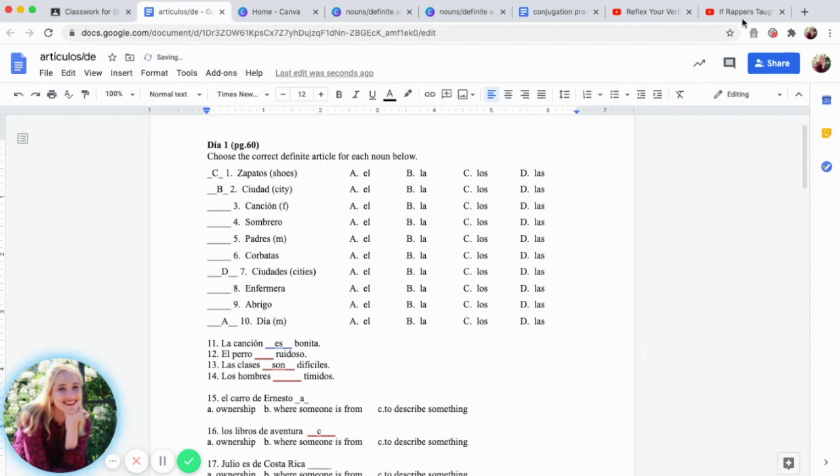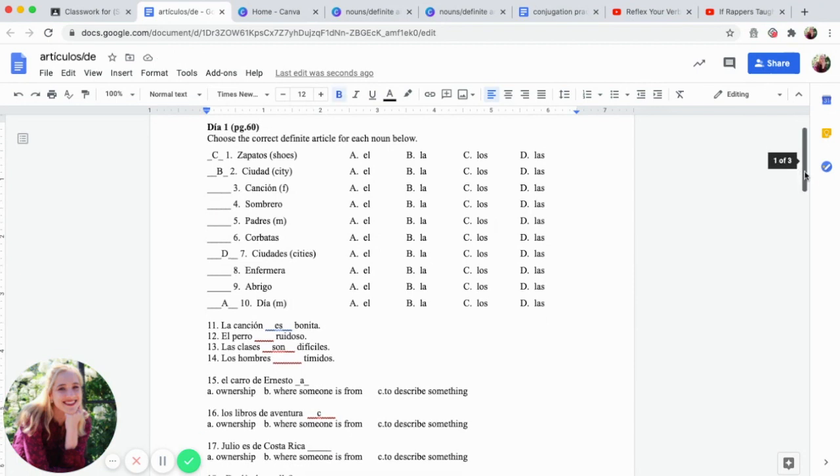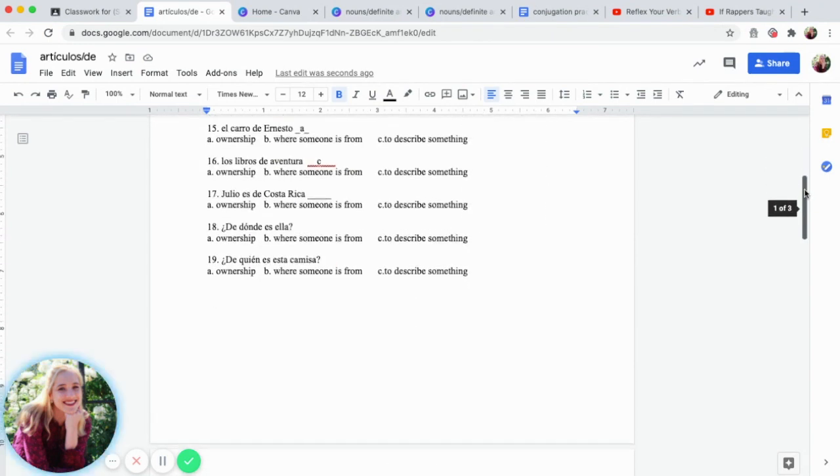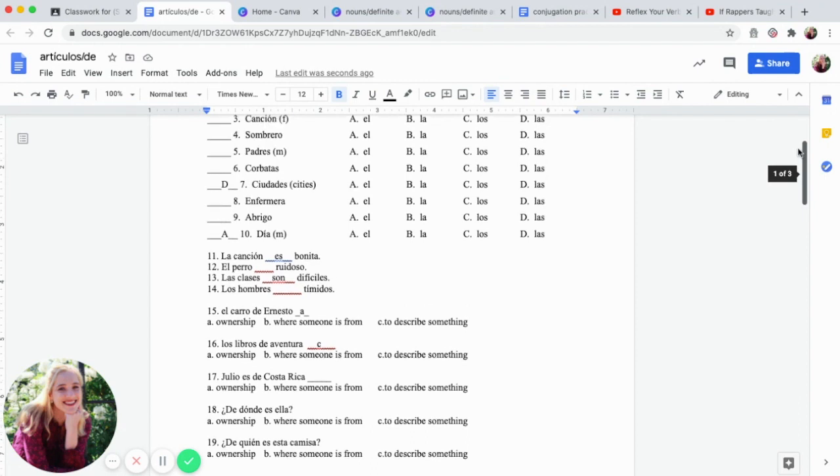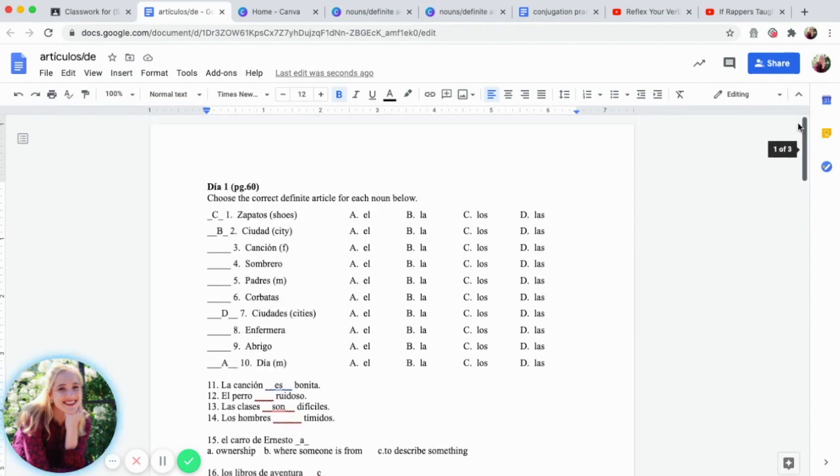So please just finish this first page, día uno. Don't go on to día dos, just día uno, just to number 19. When you are finished with day one, go ahead and turn it in. I know that it's not completely finished. I'm not grading it yet, but I just want to see how much you got done. So turn it in, and then once we finish all of it, you'll be able to turn it in again.